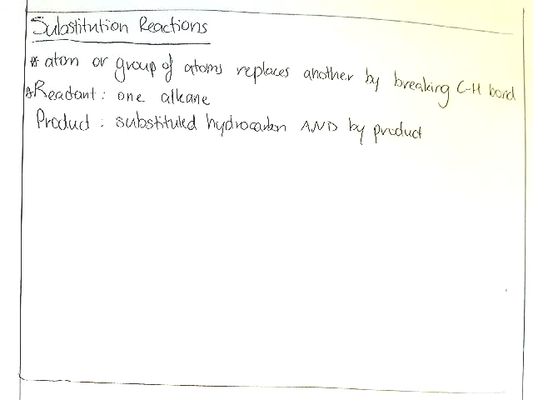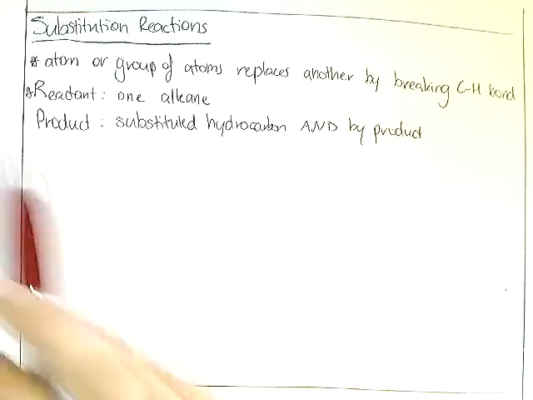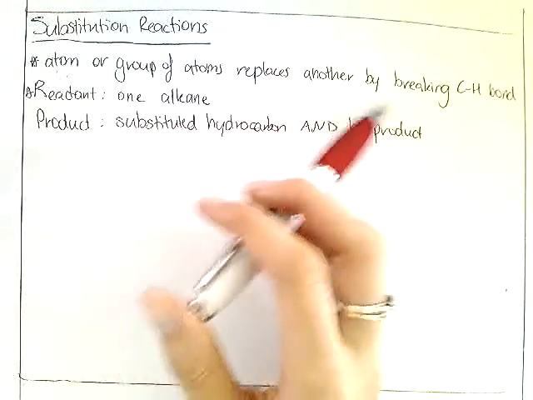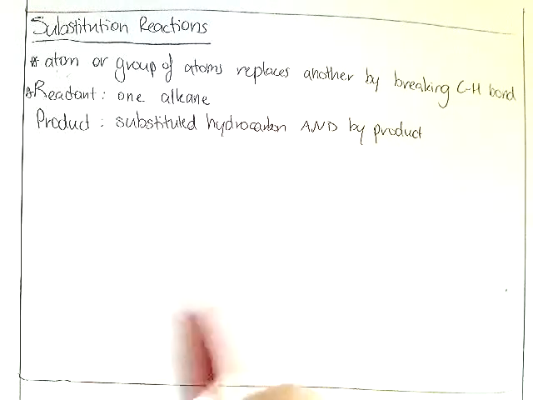Okay, so the next reaction we're going to talk about is substitution reactions. They don't differ too much from an addition reaction, however it's important that you can tell the difference between them. So in a substitution reaction, an atom or a group of atoms replaces another by breaking a CH bond.